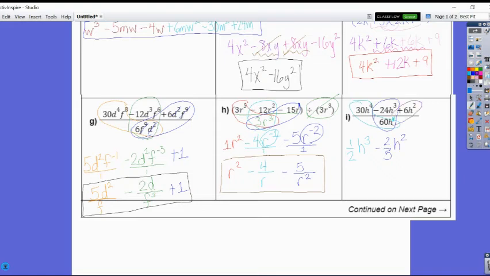Last term, +6 divided by 60 for my coefficients. That can certainly simplify. This is a +1/10. And then h squared divided by h. So 2 minus 1 puts us at h to the invisible 1, but I'm not going to write it because it's invisible. And I don't have any negative exponents. All of my terms have different exponents, so no more like terms. This is where we would end.